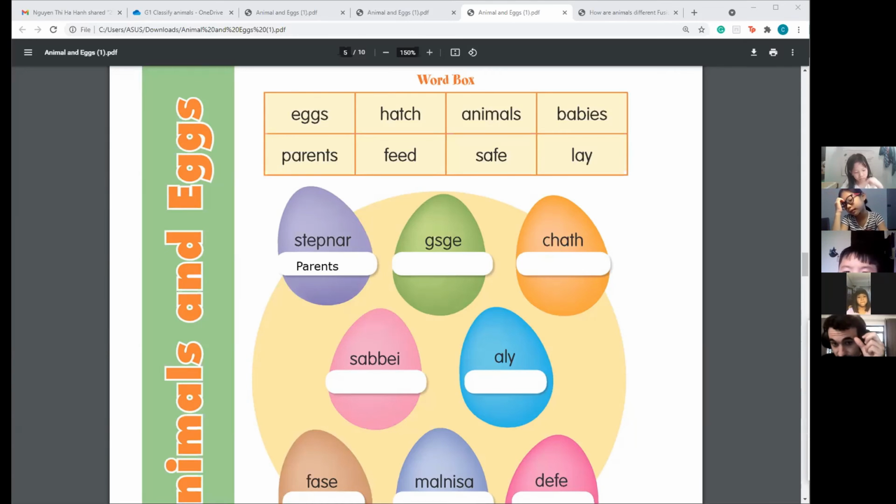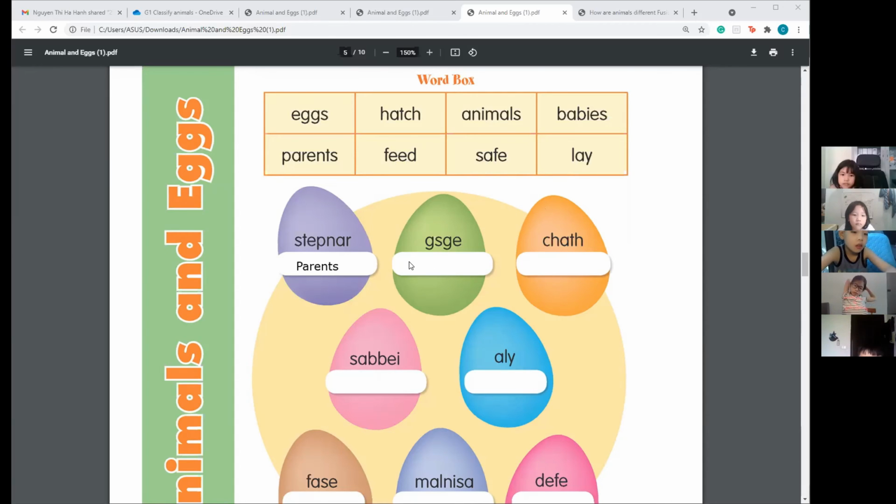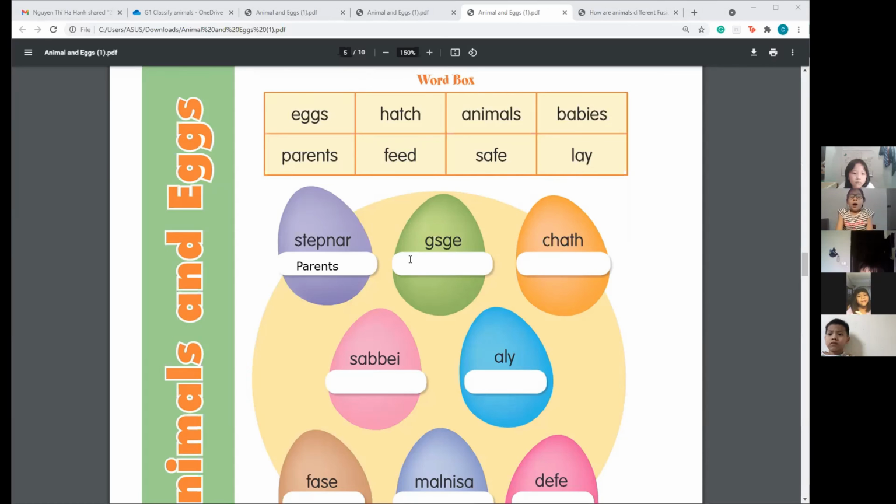How about Elsa? Four letters. The green egg. What word is that? Gas. No, it's part of the word box. Is it eggs, hatch, animals, babies, parents, feed, safe, or lay? You got it. It's eggs. Let me add that for you guys. Eggs. Let's just do one more so we have time to go over your homework.